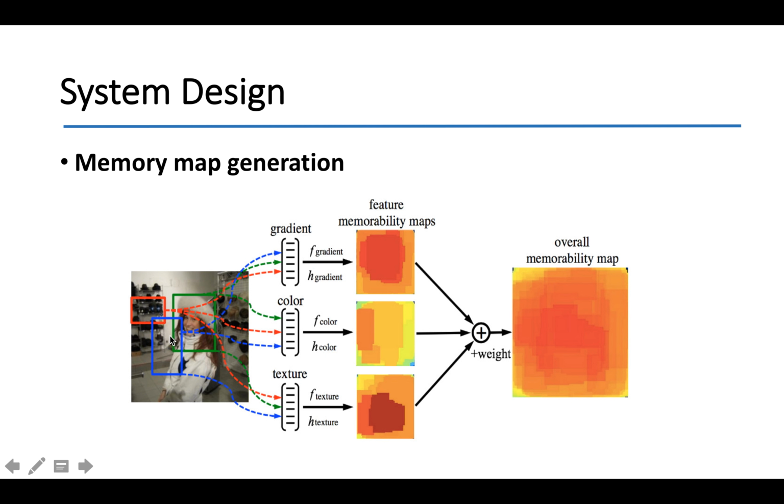This picture shows the process of memory map generation. The original picture is segmented into three parts: people, related objects in the background, and the background. For each of the three regions, there should be four memorability maps. I used gradient, color, and texture to demonstrate the process. We can see that each feature forms its own memorability map, like this. And after getting these memorability maps, I added some weights on them to form the final memorability map here.